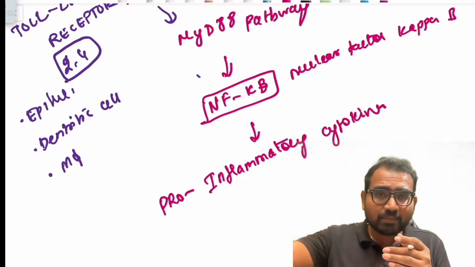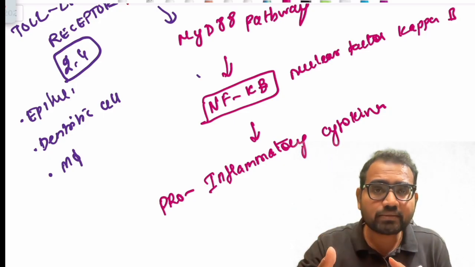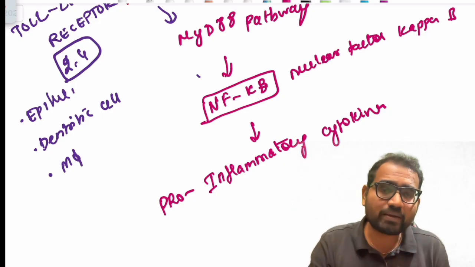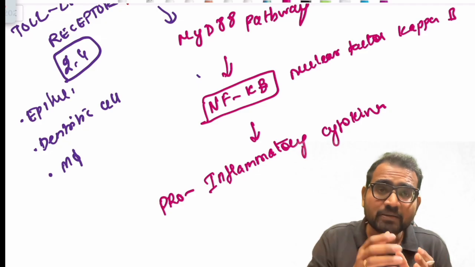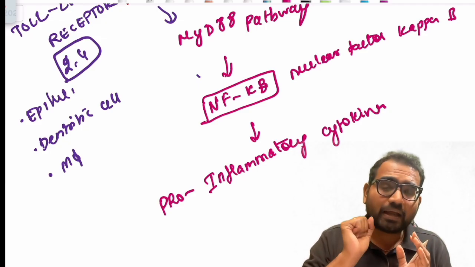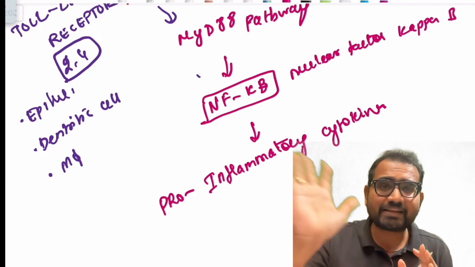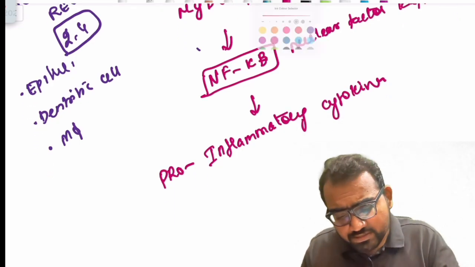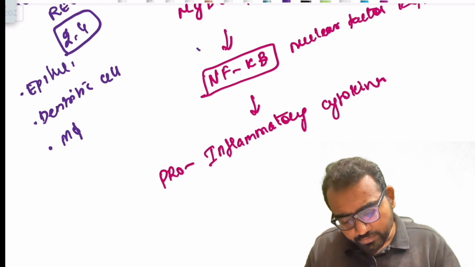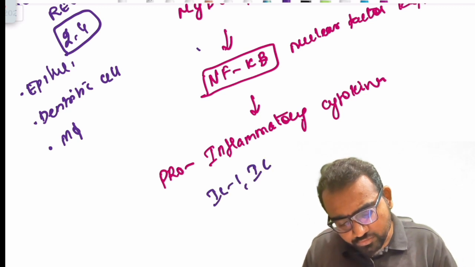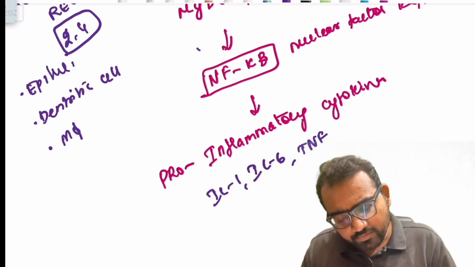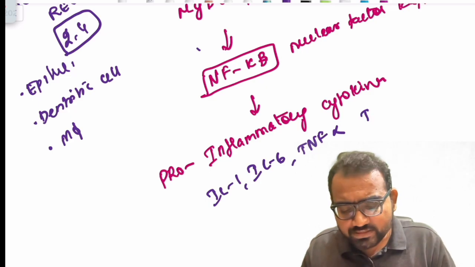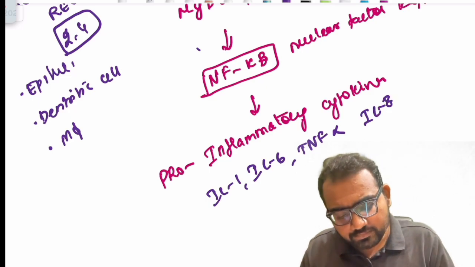Okay, so the body tries to signal to the blood vessels where most of the leukocytes will be present that some enemy has entered. I'm signaling you, please come and kill the enemy. Okay, so the pro-inflammatory cytokines. What are the pro-inflammatory cytokines? We all know it. Interleukin 1, interleukin 6, TNF alpha, and also it releases chemokine, interleukin 8.